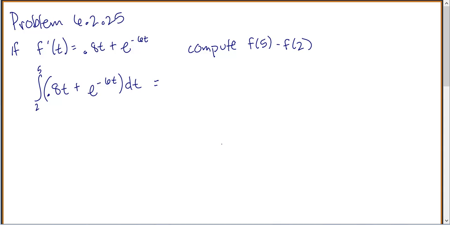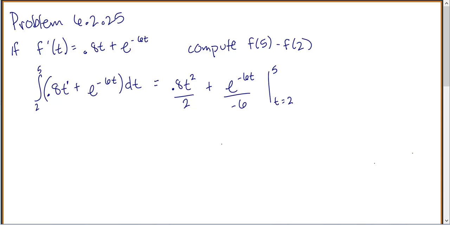So to integrate the 0.8t, we'd have 0.8t, and this is like t to the power of 1. So we raise the power by 1 to a 2 and divide by our new power. Okay, plus e to the negative 6t. When you take the integral of the e, it stays the same, but you divide by the power in front of the t, so divide by this negative 6. And we want to evaluate this from t equals 2 to 5.